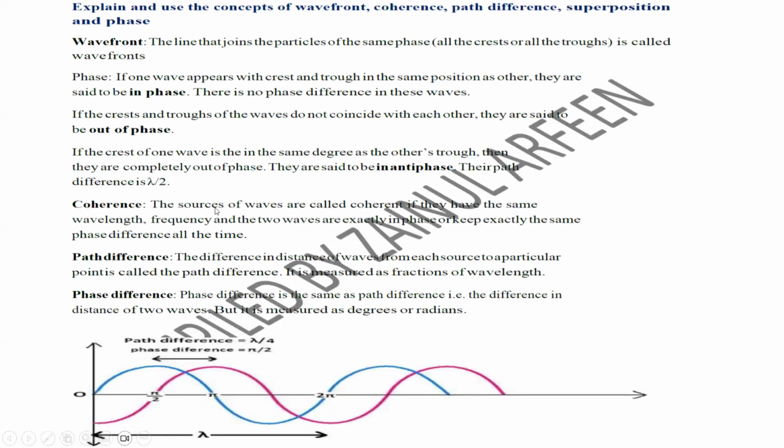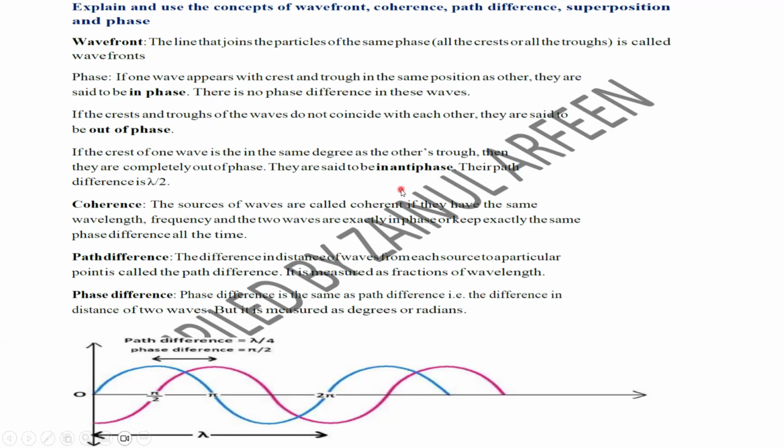Then these are some definitions which you have to learn about the wavefront. What is a wavefront? The line that joins the particles of the same phase, either all the crests or all the troughs, is called the wavefront. When we say in phase, we mean points which have no phase difference, 0 or 360 degrees. And the points which are vibrating in opposite manner, 180 degrees out of phase, we call out of phase.